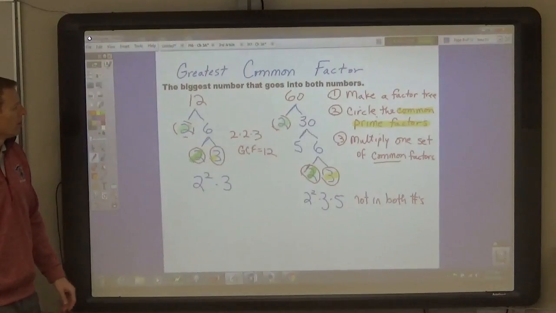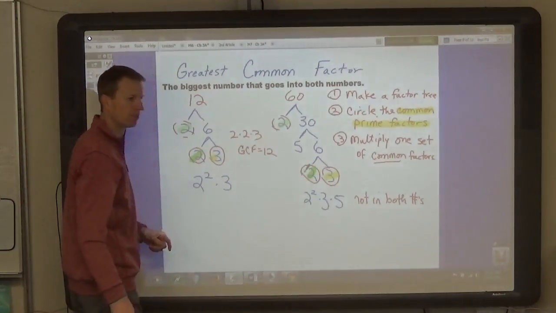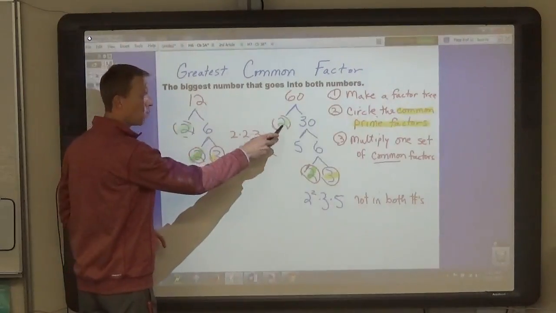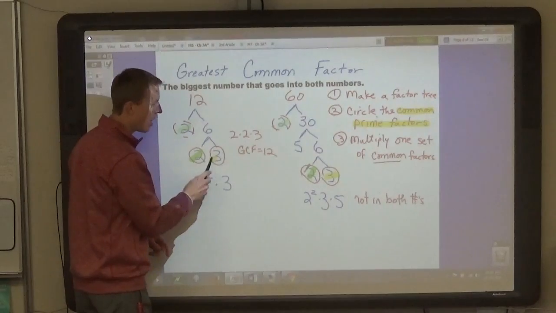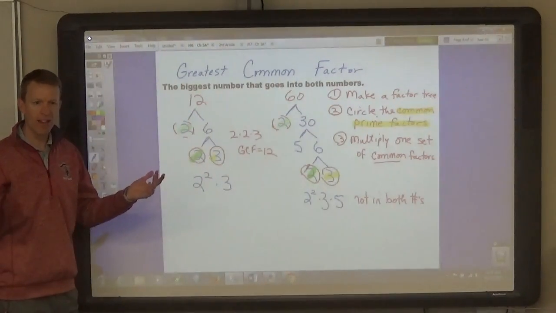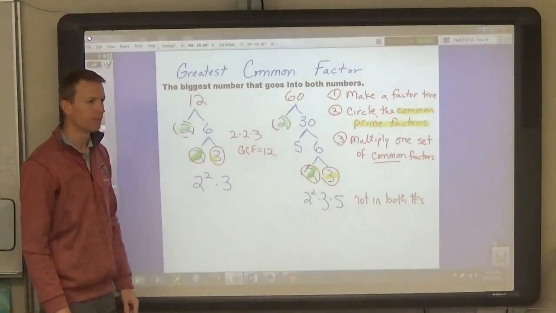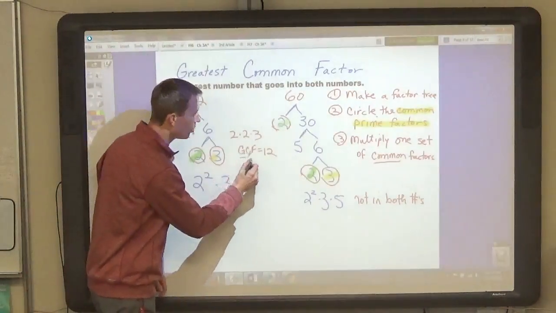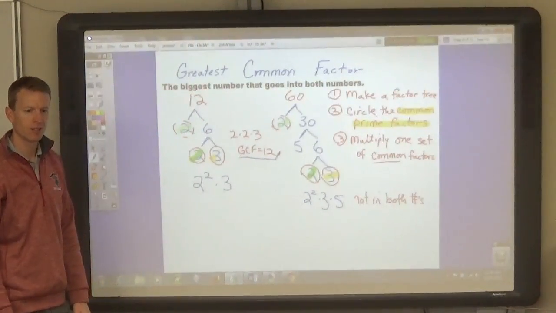You circle the prime factors that are in both numbers. They both have a 2, they both have a second 2, and they both have a 3. Then you multiply that out. 2 times 2 times 3 gives us 12.